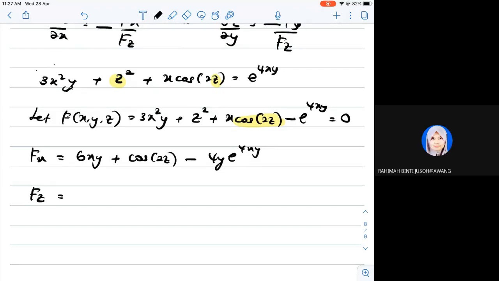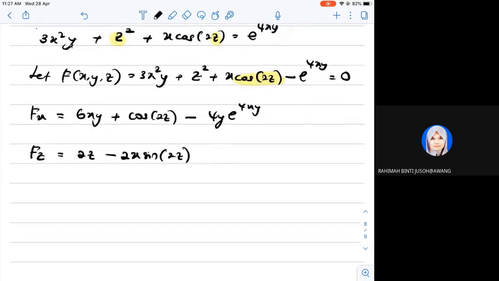The second term z squared becomes 2z. Okay, good. Well done. How about x cos 2z? Differentiate cos dapat apa? Dapat negatif kan? Negatif and then 2 tu bawa ke depan, isn't it? So 2x sin 2z. The last term tu, exponential tu, differentiate terhadap z dapat 0. Yes, that's it.